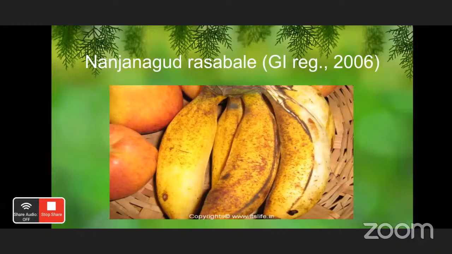So this is very, very important. It has the uniqueness, its taste is unique, like a mixture of apple and banana, and it is found in the Mysore region, where it is grown in the black clay saline soil. So there is the linkage, and that is why it is a GI registered product.